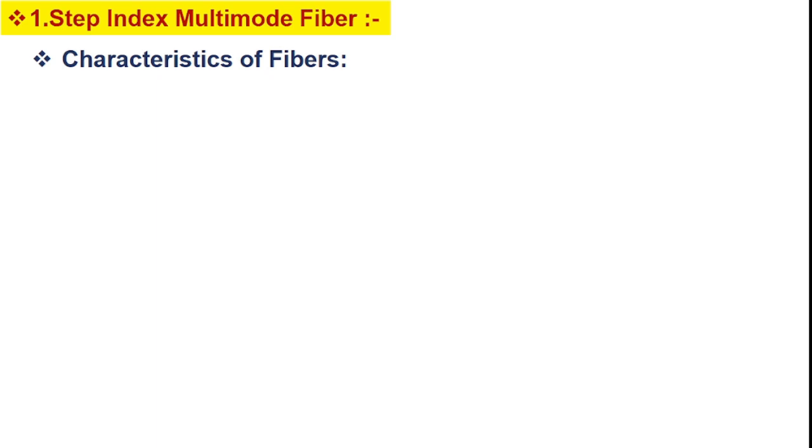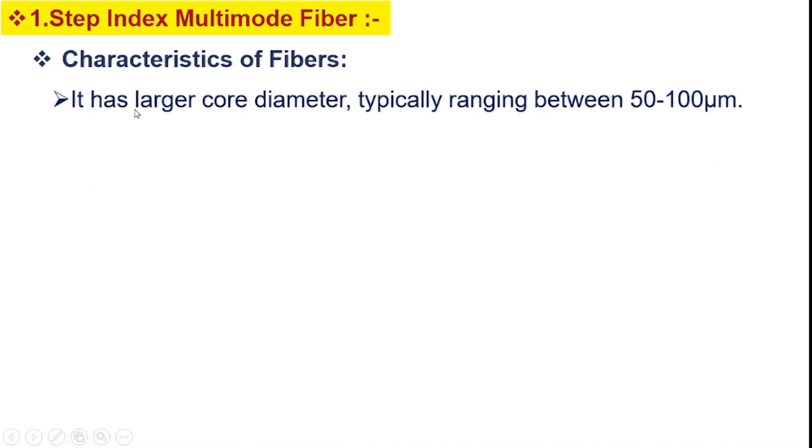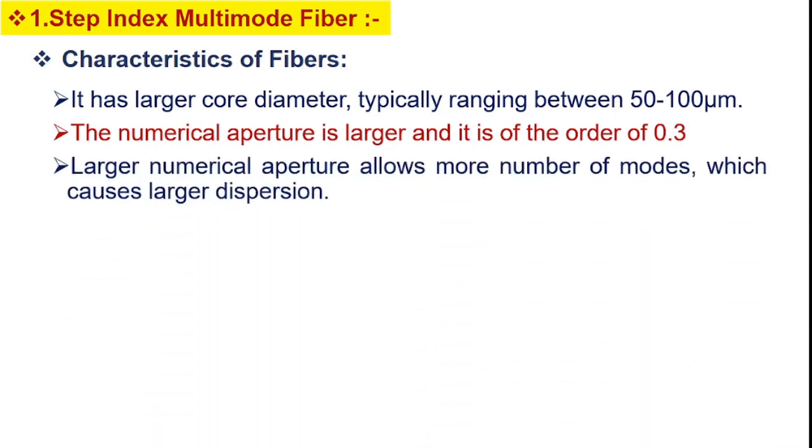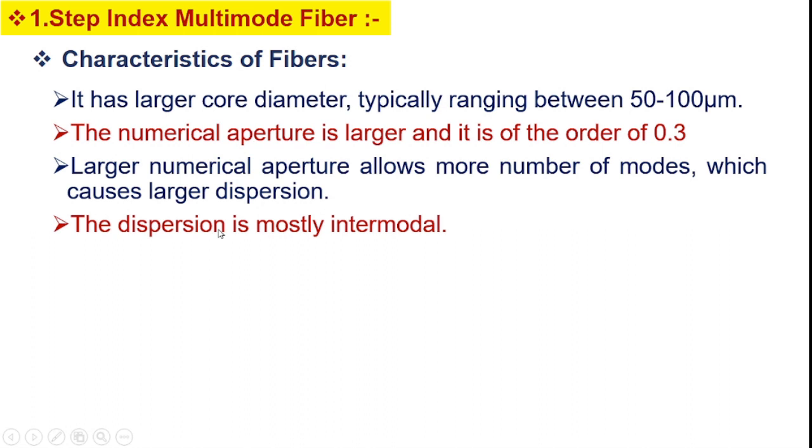Now let us see the characteristics of step index multimode fiber. It has a larger core diameter, typically ranging between 50 to 100 micrometer. The numerical aperture is larger and it is of the order of 0.3. Larger numerical aperture allows more number of modes, which causes larger dispersion. That means, as we saw, there is no dispersion in single mode fiber, but here more than one mode travels, because of which dispersion is higher here. The dispersion is mostly intermodal, and attenuation is high.